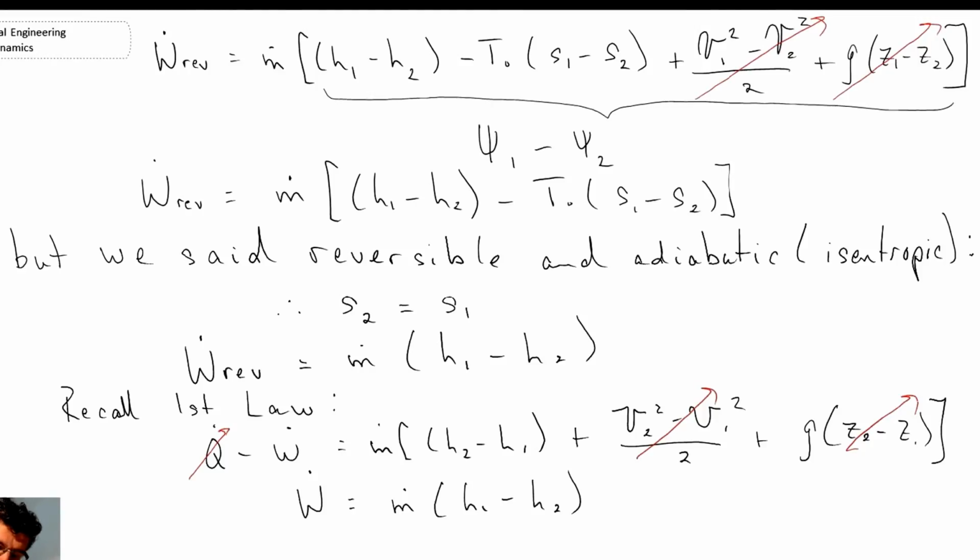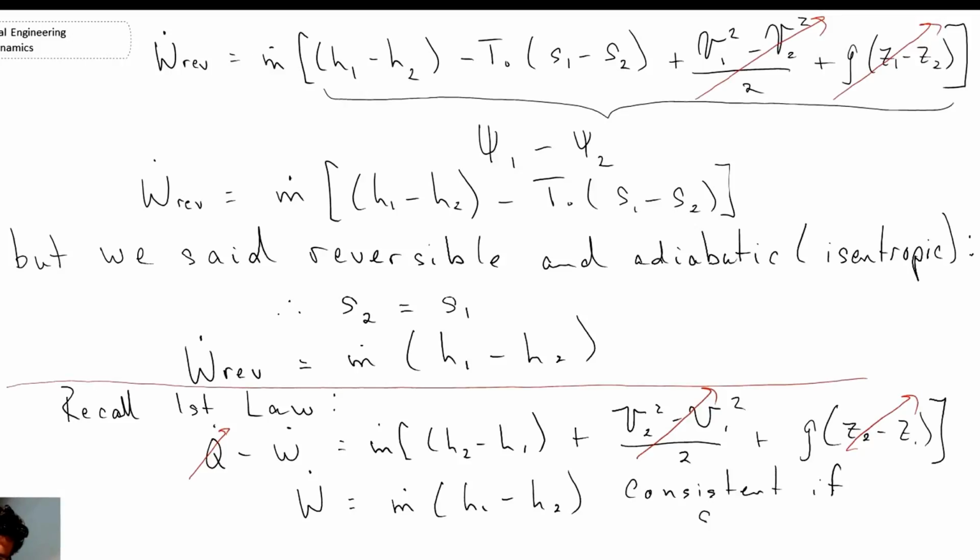But in any event, this is the final one that we get from our exergy analysis, and you can see it is consistent if S1 equals S2. Because then we would have the same sort of process as we're looking at with the reversible work one.